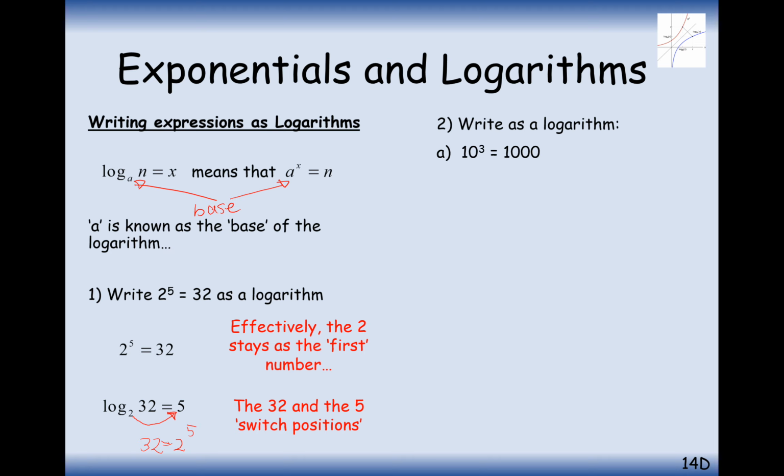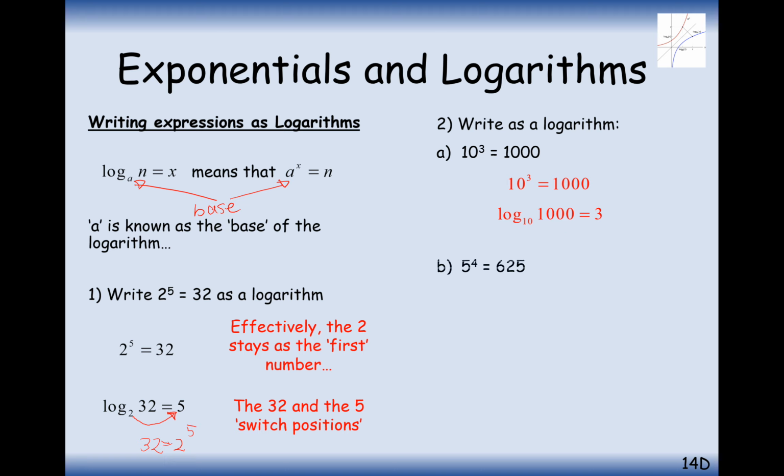Let's have a look at another question then. So can you do this one? 10 to the power of 3 equals 1000. Well, the 10 here, that's the base number. So in the log, 10 is going to be the base number. And we're not going to use 3, we're going to use the thousand, because the 3 and the 1000 swap positions. So the base number is 10, so it's log base 10 of 1000, which gives you an answer of 3.